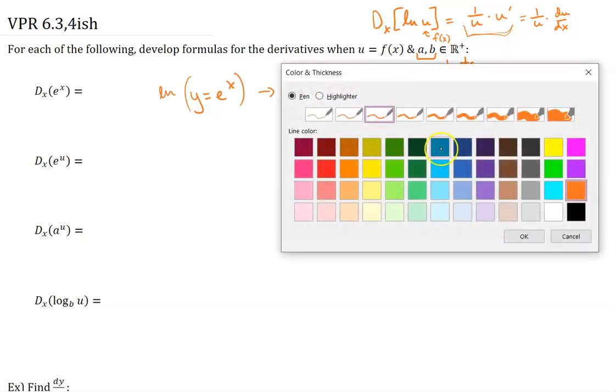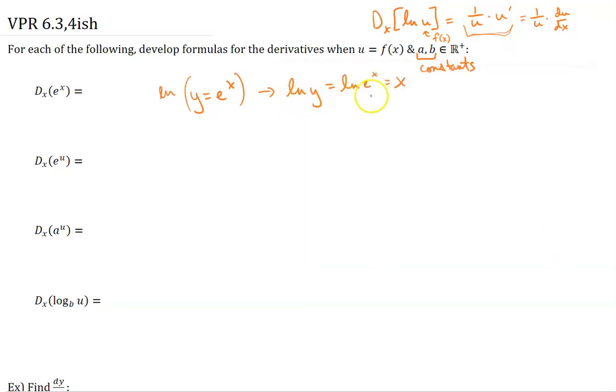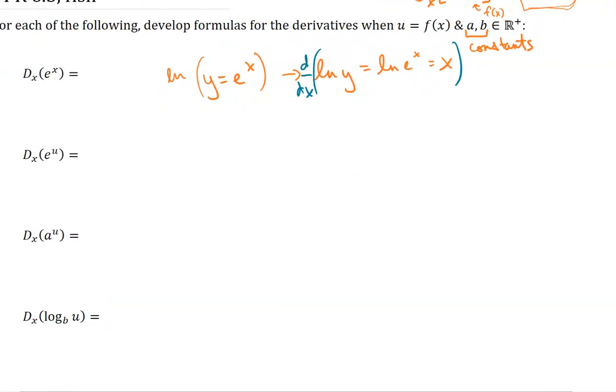Now what I'm going to do is take the derivative with respect to x of this whole equation. So I'm taking the derivative implicitly. Okay, and so that's going to give me 1 over y times y prime is equal to, and then the derivative of x is just 1. Okay, so then solving for y prime, I get that y prime is equal to y, which, because the function was defined explicitly to begin with, I'm going to go back to that, is equal to e to the x.